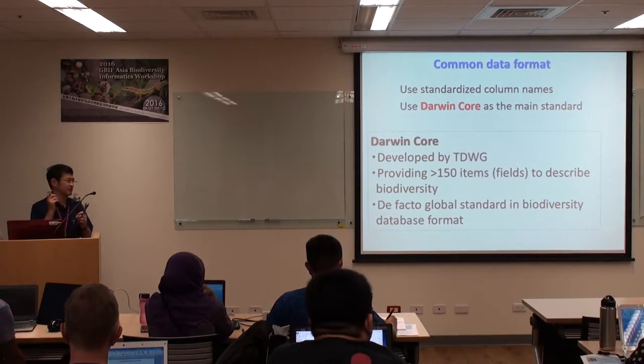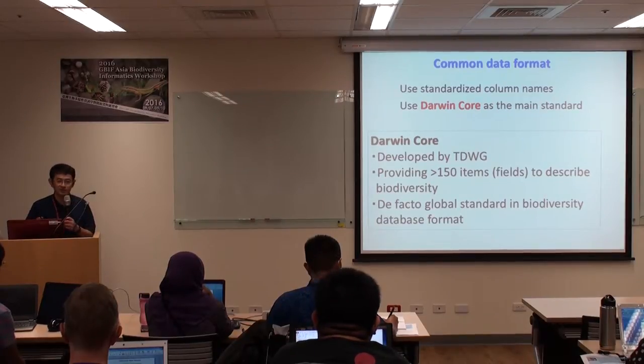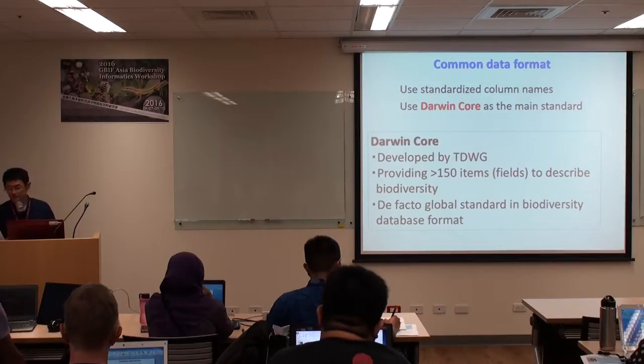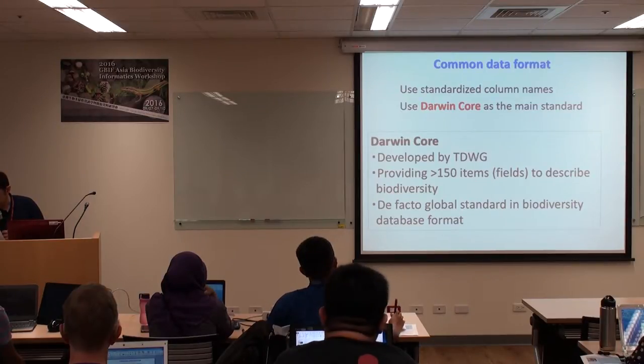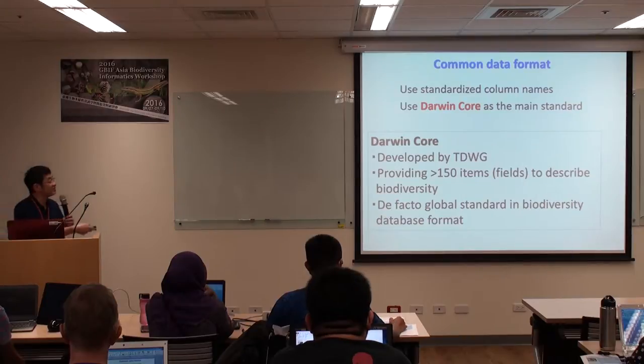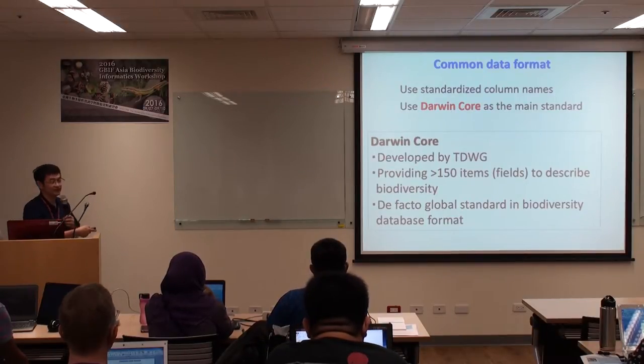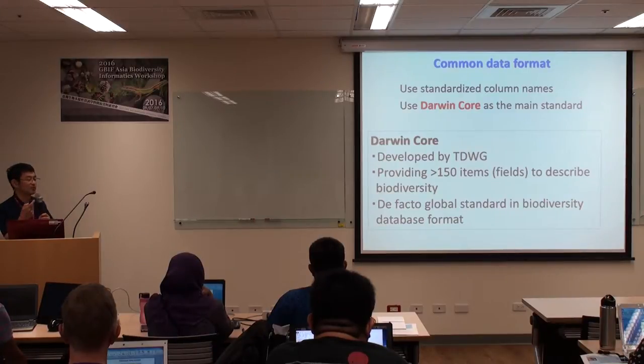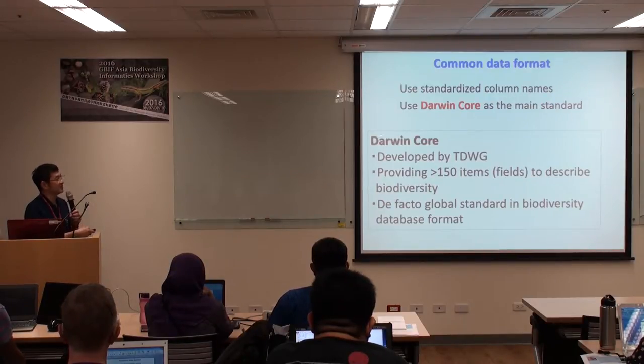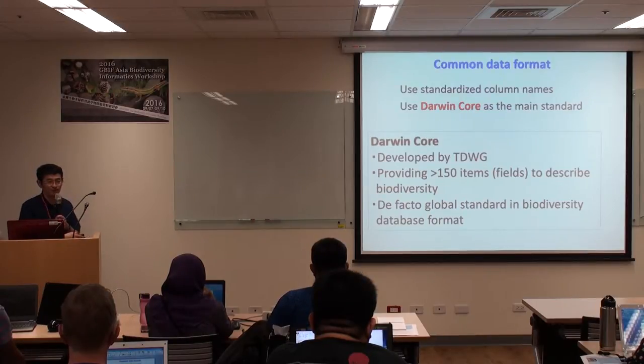Now, they started to think that if we can get standardized metadata for books, maybe we can do the same thing for biodiversity data. So the people called the Taxonomic Data Working Group, TDWG, currently renamed Biodiversity Information Standards, but they still use TDWG as their abbreviation, developed a similar standard. Paying respect to the famous Darwin, they named it after Darwin, Darwin Core. So Darwin Core was named after the biologist Darwin to describe biodiversity.